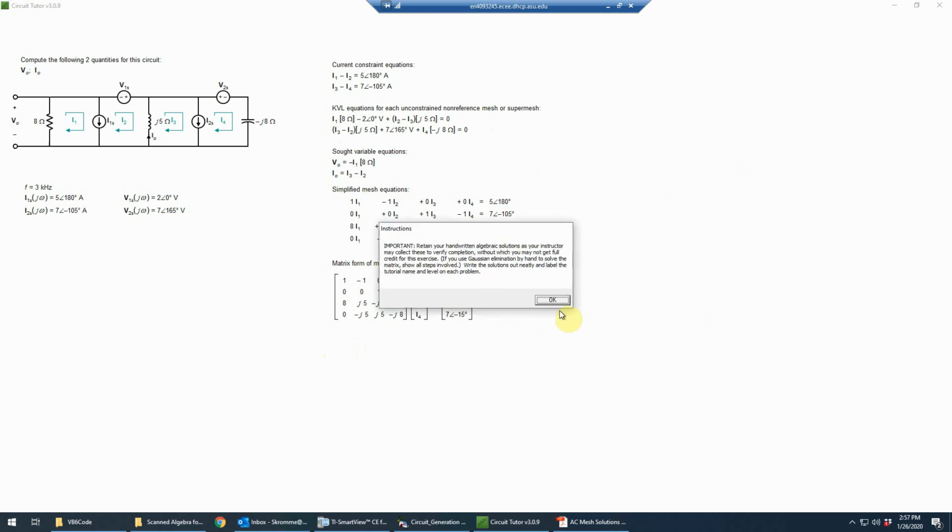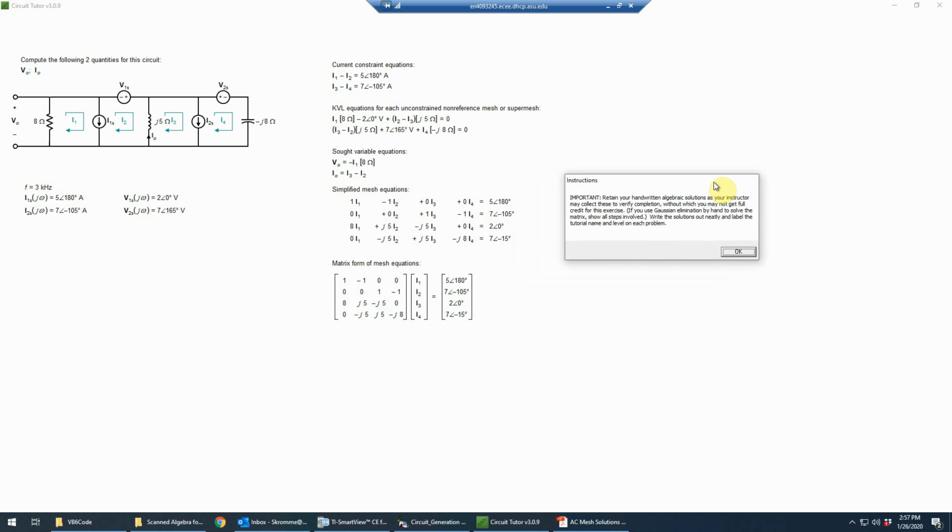Okay, and again, your instructor may ask you for your handwritten algebra if they want you to turn that in. If not, it would be a good idea just to keep a neat record of that for yourself in case you want to review later how to do the complex algebra, in case you start to forget about that.